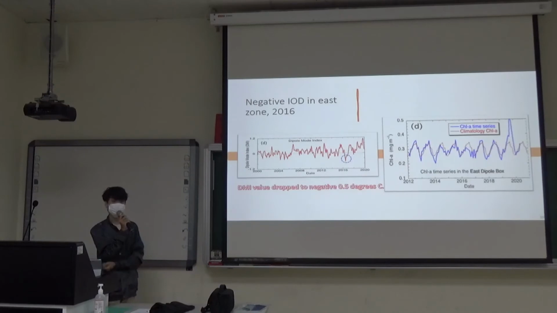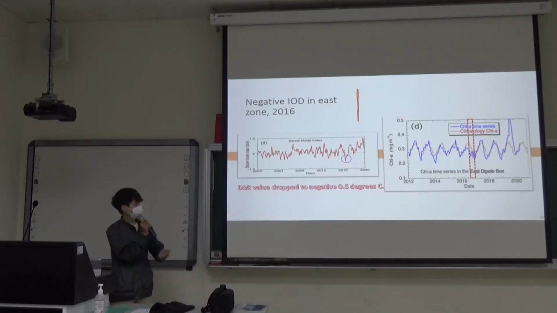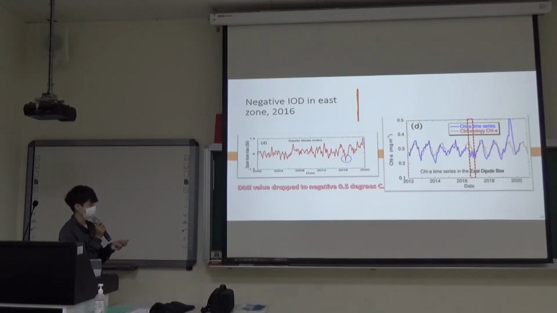It is worth mentioning that during the negative IOD, the DMI value dropped to negative 0.5 degrees Celsius. The right-hand figure shows that the concentration of chlorophyll A in the eastern part of the IOD was significantly lower than the climatology chlorophyll A, which shows that biological inhibition occurred in this area during a negative IOD event.